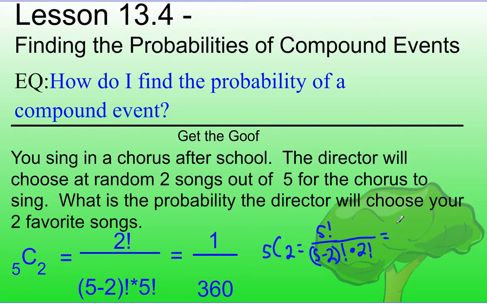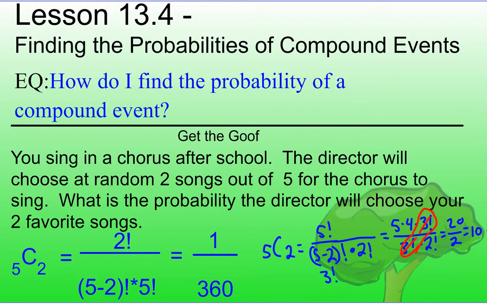Now 5 factorial, let me see, this is 3 factorial. So 5 factorial is 5 times 4 times 3 times 2 times 1 over 3 factorial times 2 factorial. The 3 factorials will cancel out because they're both just equal to 3 times 2 times 1. So you get 20 over 2, which gives you 10.